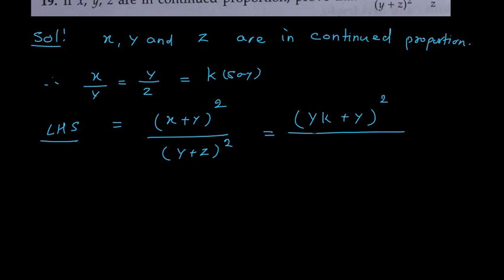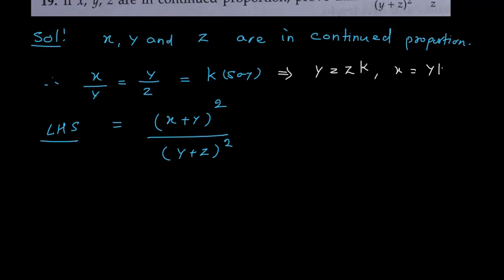X can be written as yk. So I first simplify this. Now from here you can say that y is zk, and x is yk, where y is zk, so it will become z into k square.